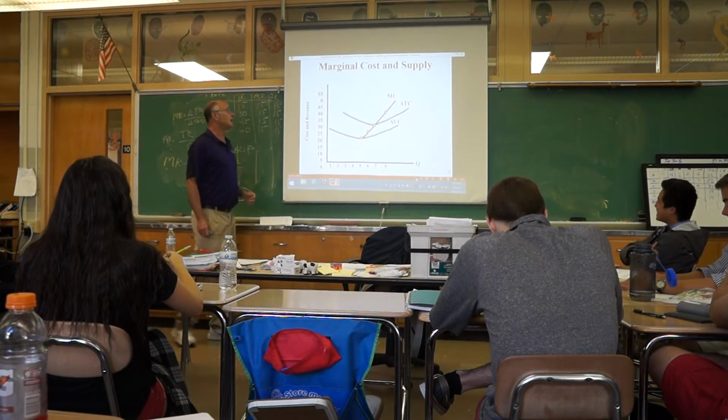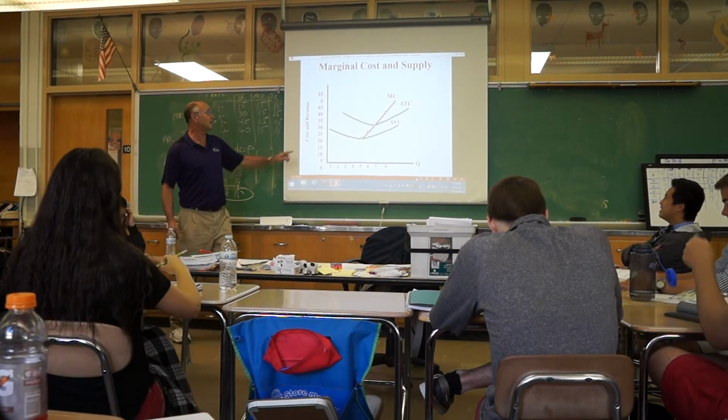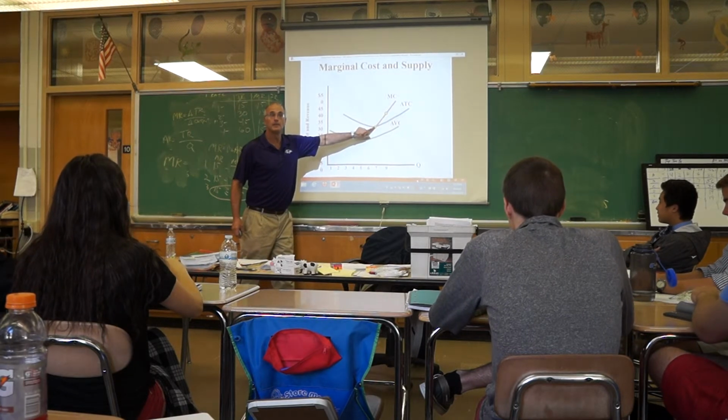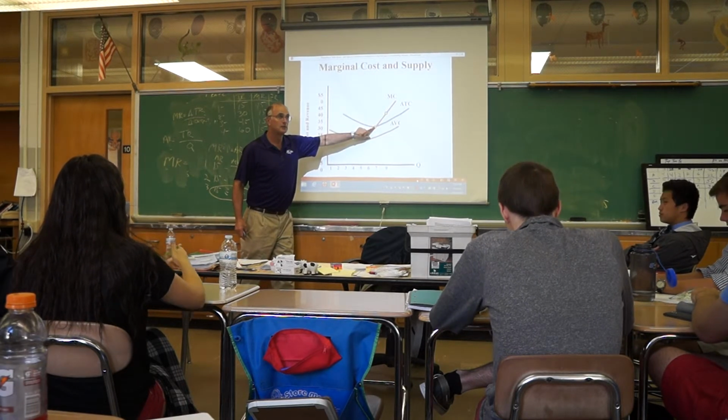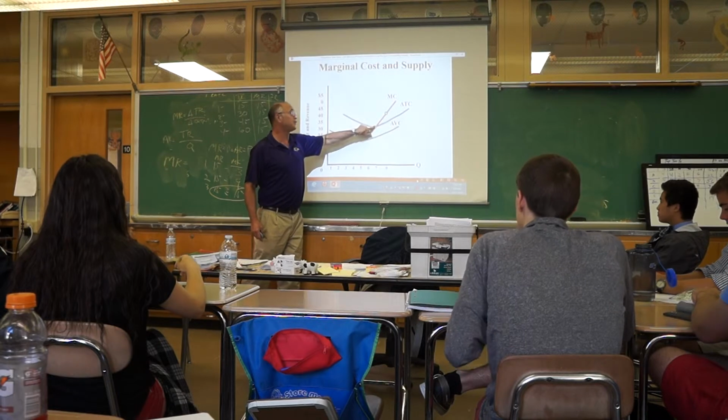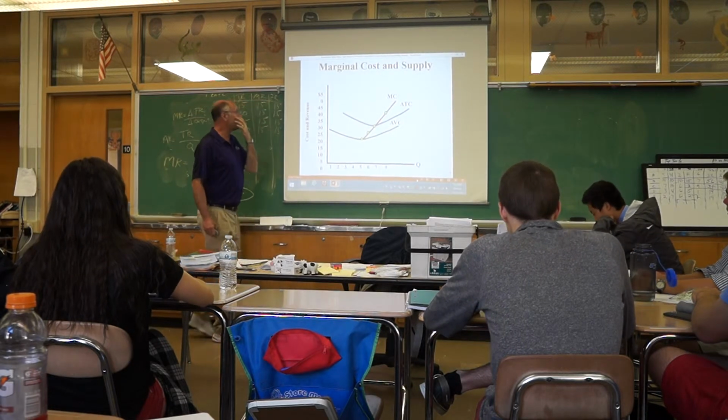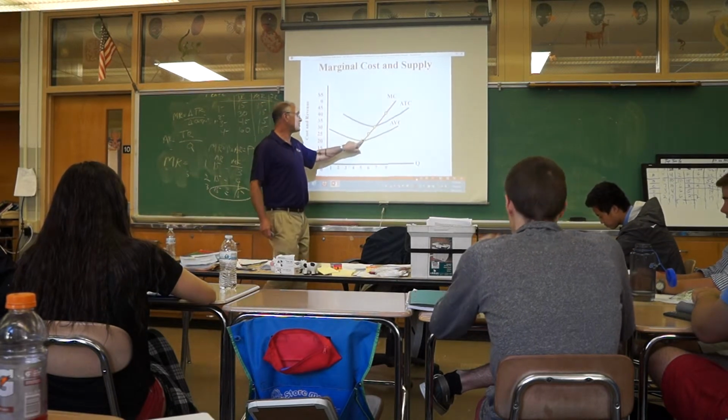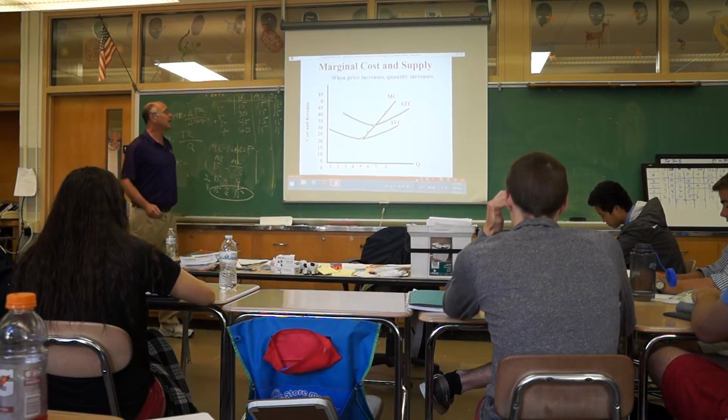Okay, so here is your supply curve. It's above the ABC. Where MC equals ATC right here, what do we call that? Efficient scale. It's productively efficient. It's the lowest ATC cost you can have.